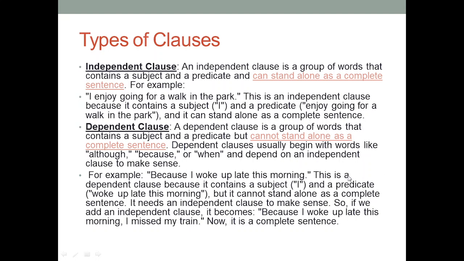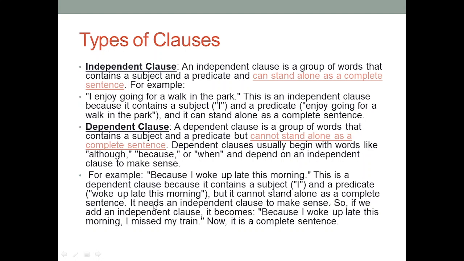This is a dependent clause because it contains a subject. Subject is I, and predicate woke up late this morning. This is the predicate, but it cannot stand alone as a complete sentence. Okay, we read this sentence and we find that something is missing. It needs an independent clause to make sense. So it requires an independent clause to help it make complete sense.